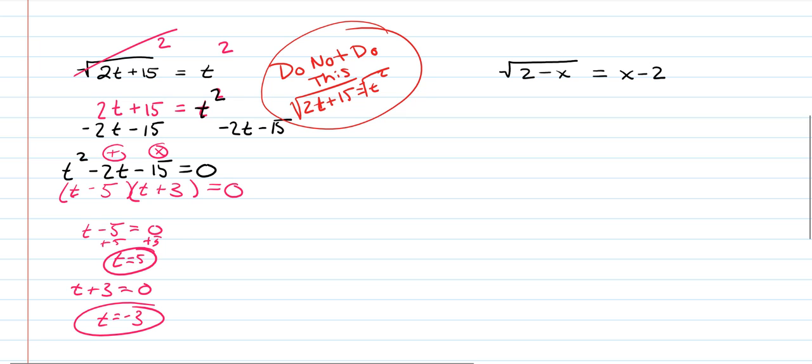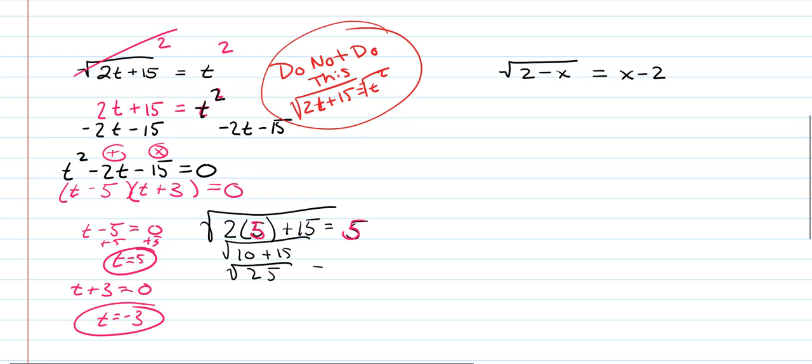So let's see. Let's plug these in. So 2 times 5 plus 15 equals t, which is 5. So this is what I plugged in. So this would be 10 plus 15, and this would be 25 equals 5. 5 equals 5. Check. That one works.